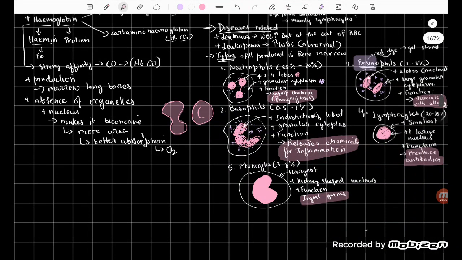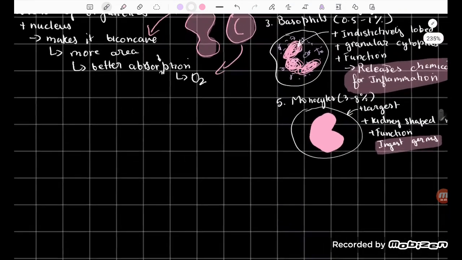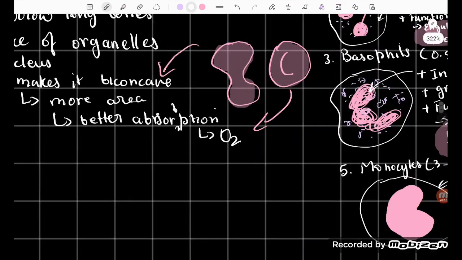Yeah, that is how it looks. So, from the side views and the frontal view, better absorption of O2. That's this thing.